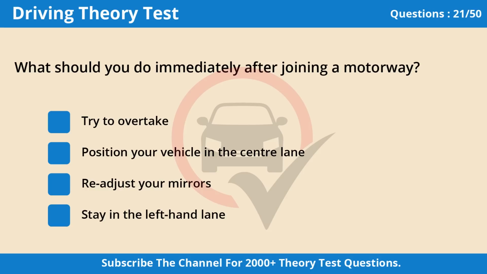Question 21. What should you do immediately after joining a motorway? A. Try to overtake. B. Position your vehicle in the center lane. C. Readjust your mirrors. D. Stay in the left-hand lane.